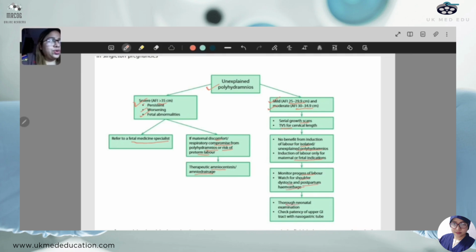After delivery, a thorough neonatal examination is essential to check for neonatal anomalies and check patency of the upper GI tract using a nasogastric tube, as polyhydramnios may indicate esophageal atresia or other anomalies. These two flowcharts are very important for the exam for any clinical scenario.